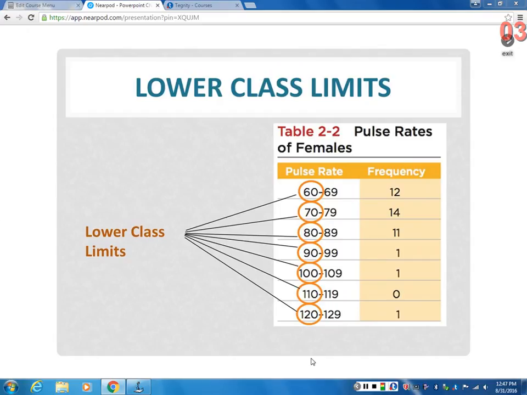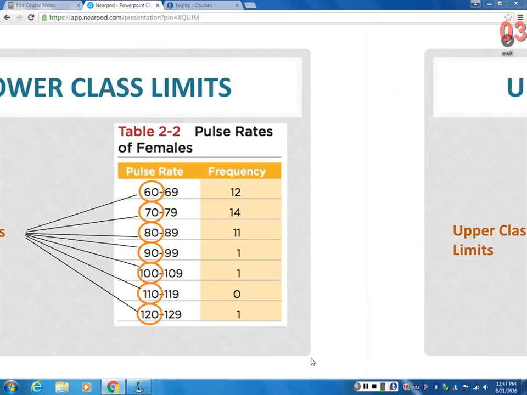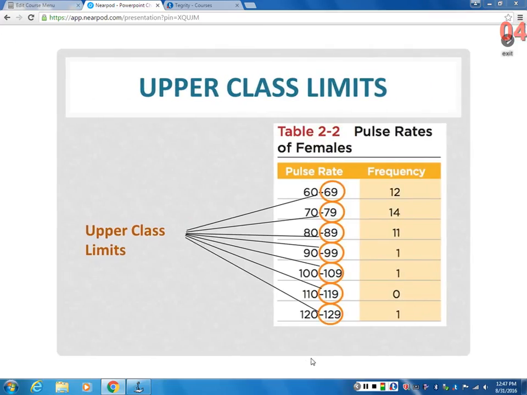Some terminology about this table: those bottom numbers for each category are called the lower class limits. That's the smallest data value that you could put in that class. There weren't any pulse rates in the 50s. If there had been, I would have had to have another class that started at 50 to 59. So these are all the lower class limits. The upper class limits are the higher number for each one of the intervals. And one of the things to notice about these is that all the lower class limits are 10 units apart. And all of the upper class limits are 10 units apart. So all these classes have the potential for 10 different values in each class.